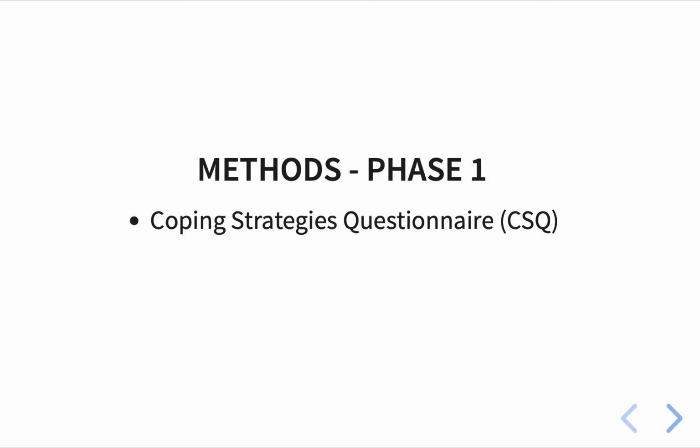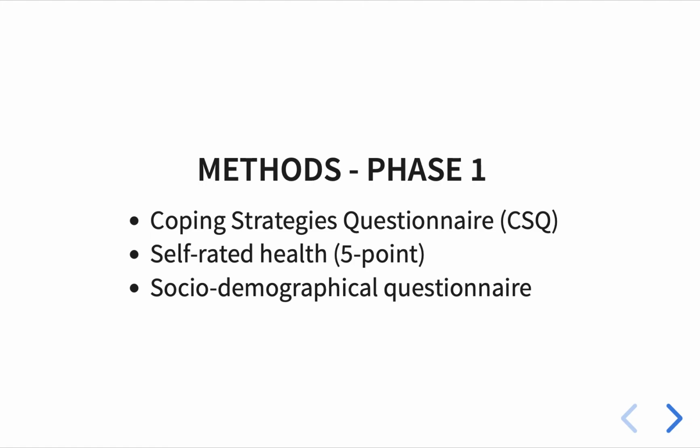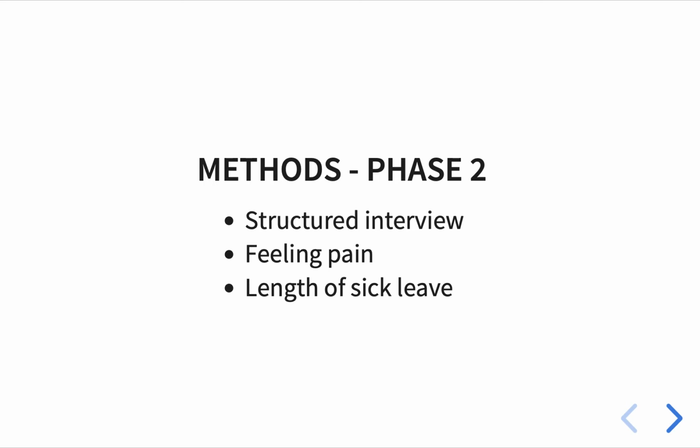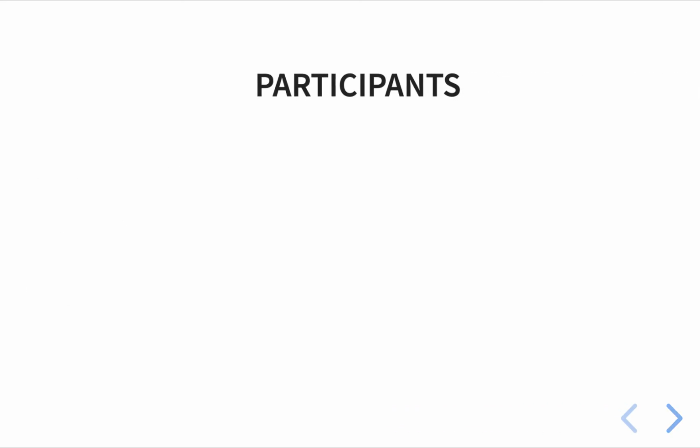Okay, so what are our sources of information when it comes to these types of problems? Oh yeah, and this is the coping strategies questionnaire, and also, what's important, we asked patients to evaluate their health on a self-rated 5-point Likert scale from very bad to very good, and we gathered some sociodemographic data as well. And in phase two, there was a structured interview where we asked about whether or not the patient feels pain, and the amount of sick leave that he or she received for the pain.